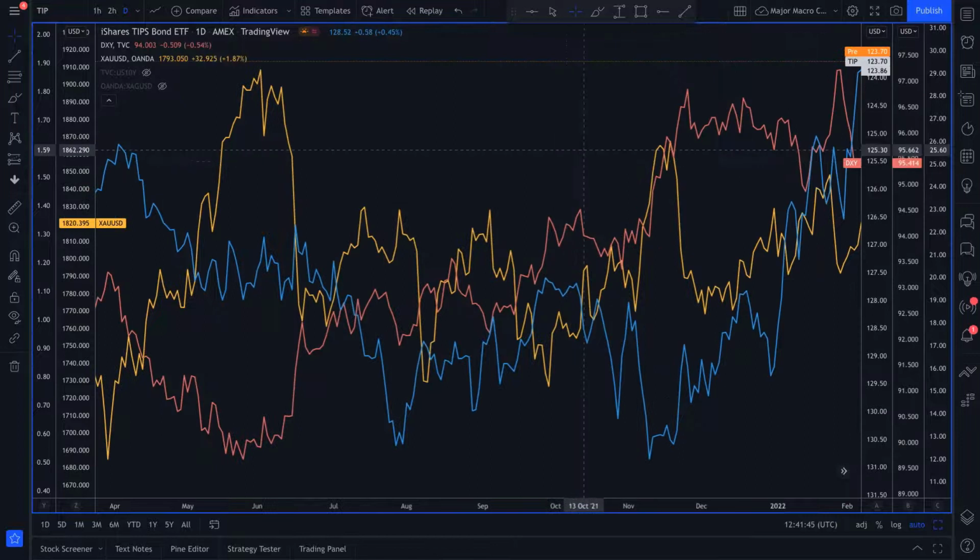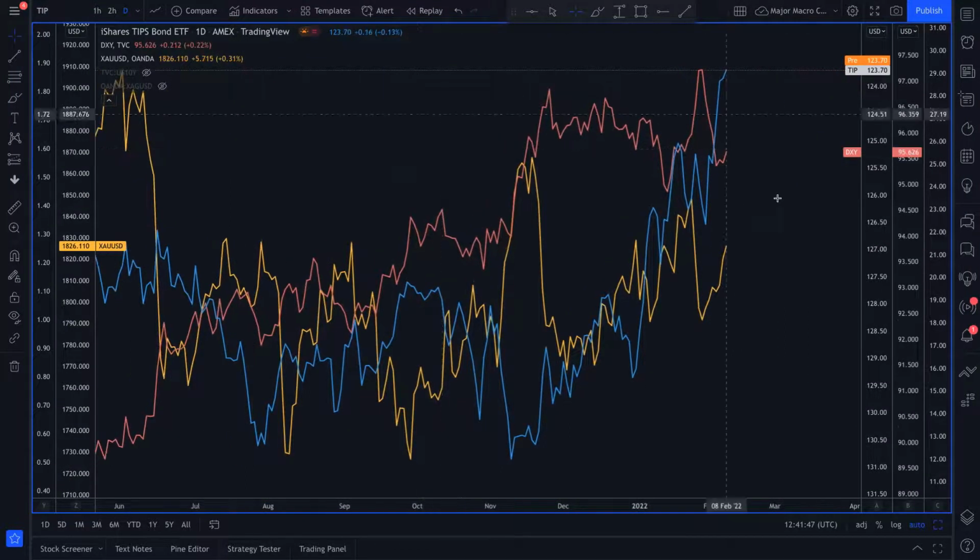So when they're both moving in the same direction, that's the best opportunity. Now, what's happening at the moment? Something very interesting. Let me explain. Real yields are rising, okay? But the dollar is falling. So that's mixed for gold.